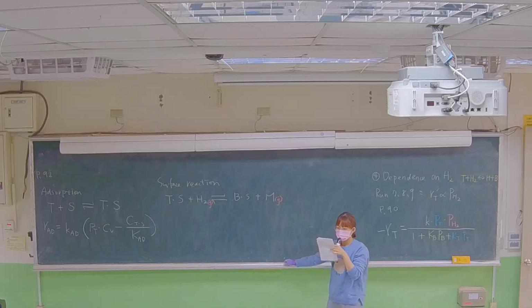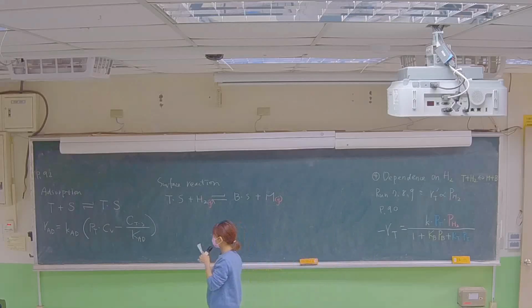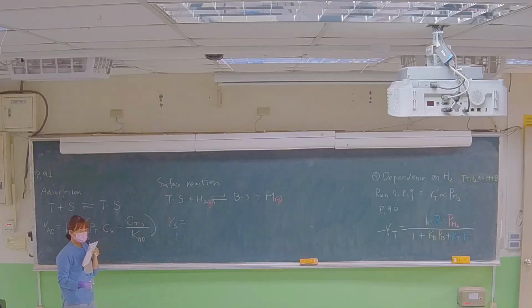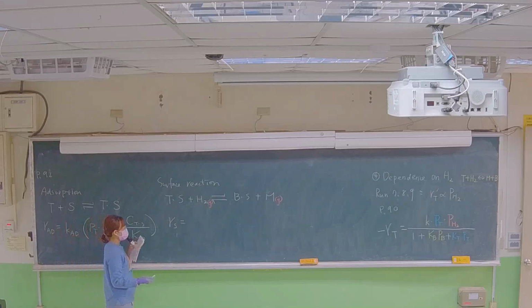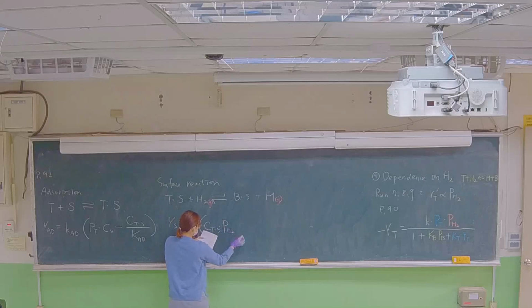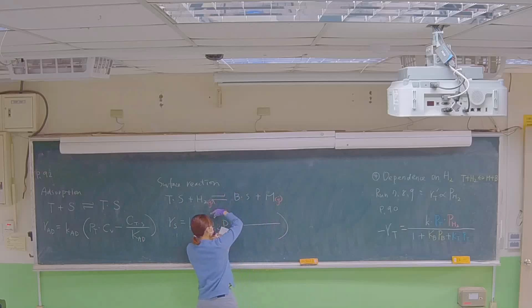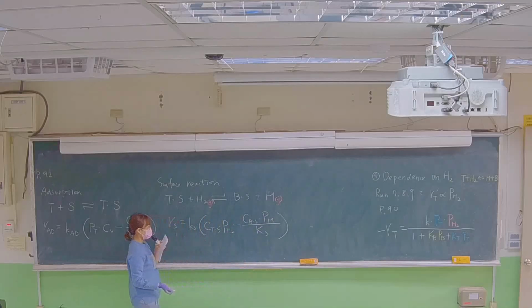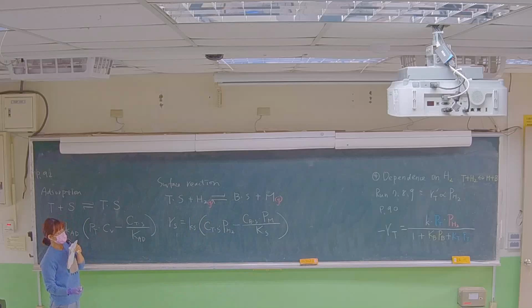Okay, and how about the rate law? How about rate law? k_S, right, k_S. Forward reaction, you have T·S, so that is C_TS, and also P_H2. Okay, minus. For the reverse part, you have B·S, and you have M. Right? Any problem?